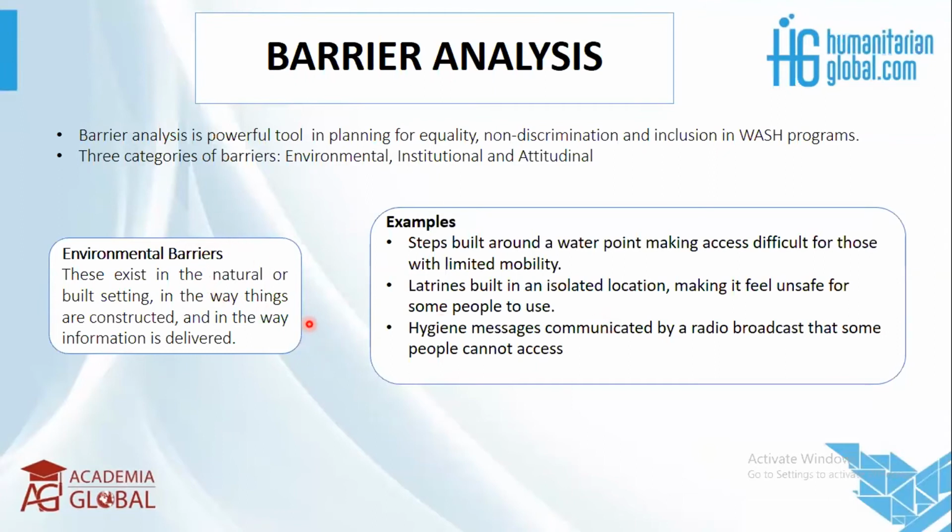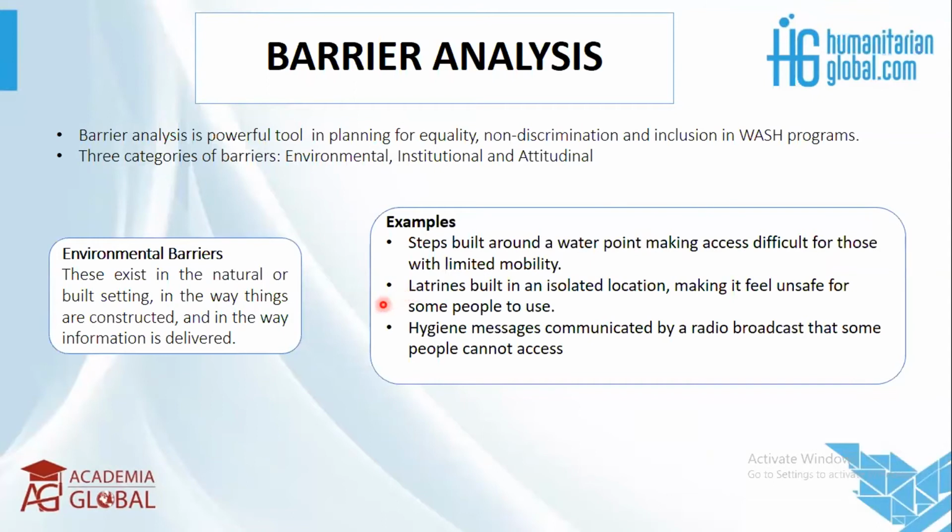Example in terms of environmental barriers: these exist in the natural or built setting, in the way things are constructed and in the way information is delivered. So the key thing here is the way things are constructed and the way information is delivered. Examples to help you understand environmental barriers: steps are built around a water point, making access difficult for those with limited mobility. I talked about how we construct our water points, for example. When you're doing your analysis, you may realize that the way we've designed the water point access makes it difficult for those with limited mobility.